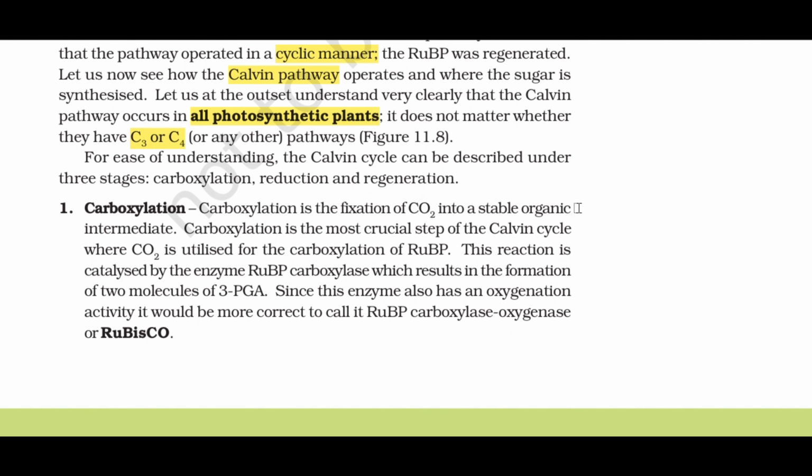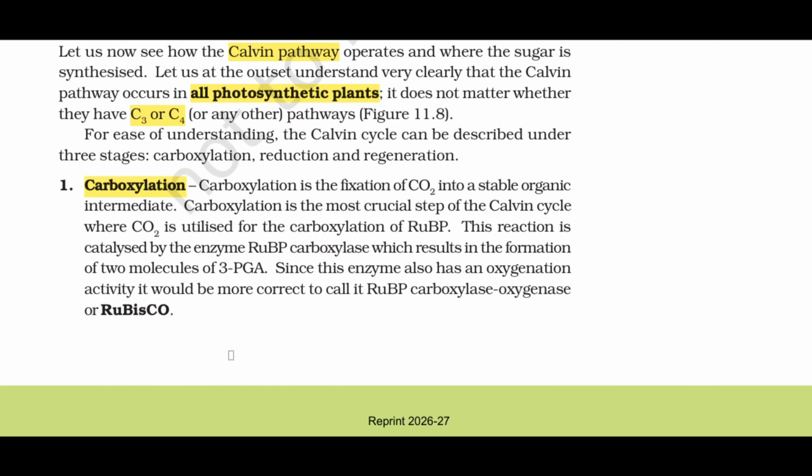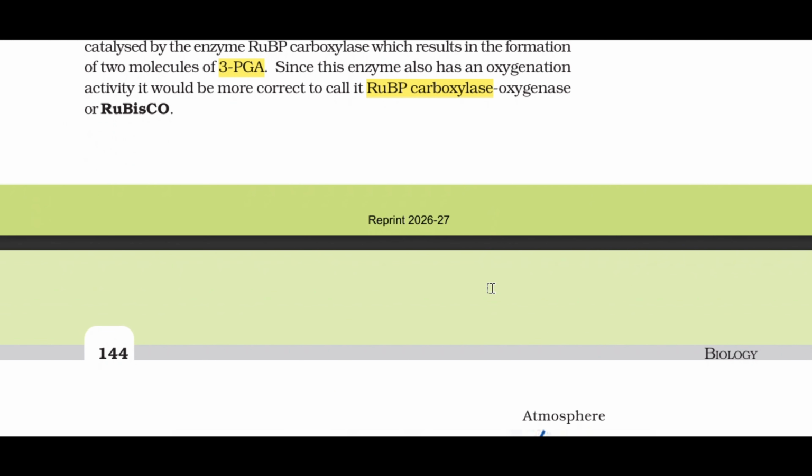1. Carboxylation. Carboxylation is the fixation of CO2 into a stable organic intermediate. Carboxylation is the most crucial step of the Calvin cycle, where CO2 is utilized for the carboxylation of RuBP. This reaction is catalyzed by the enzyme RuBP carboxylase, which results in the formation of 2 molecules of 3-PGA. Since this enzyme also has an oxygenation activity, it would be more correct to call it RuBP carboxylase oxygenase or RuBisCO.